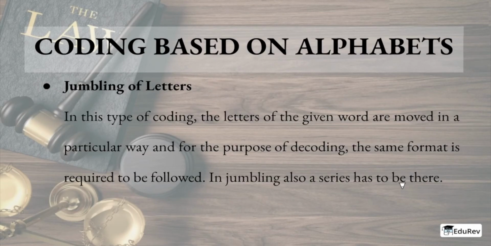Now in jumbling of letters, basically what happens is that in this type of coding, the letters of the given word are moved in a particular format, and for the purpose of decoding, the same format is required to be followed. Now, in jumbling, also a series has to be there. That means there has to be a pattern. So let's understand this with the help of a question itself, right?